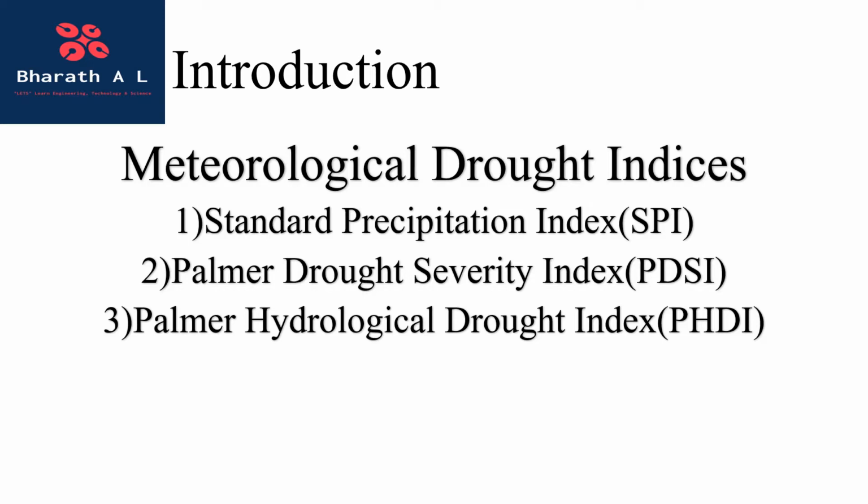There are three types of drought indices. One is the Standard Precipitation Index, that is called SPI, the Palmer Drought Severity Index, that is PDSI, and the third one is the Palmer Hydrological Drought Index, that is PHDI. We should understand that in the Standard Precipitation Index, we require only precipitation or rainfall data. Whereas in the Palmer Drought Severity Index, we require rainfall data, temperature data, evapotranspiration data, and available water balance, the same way for the Palmer Hydrological Drought Index.